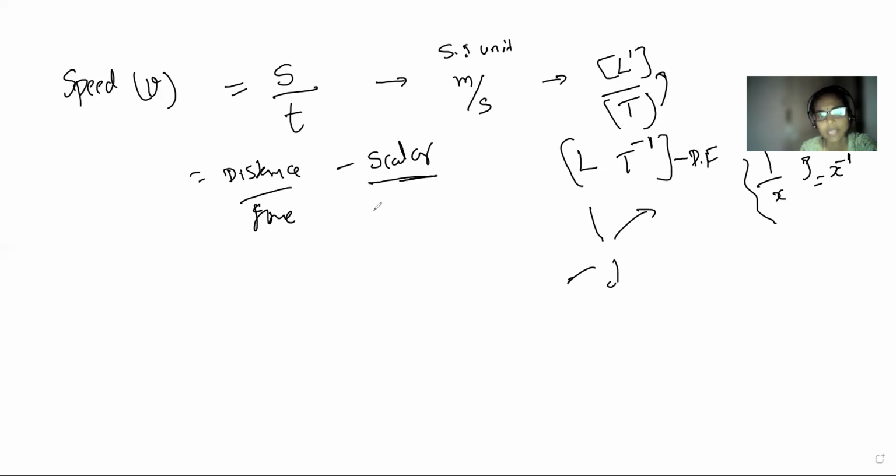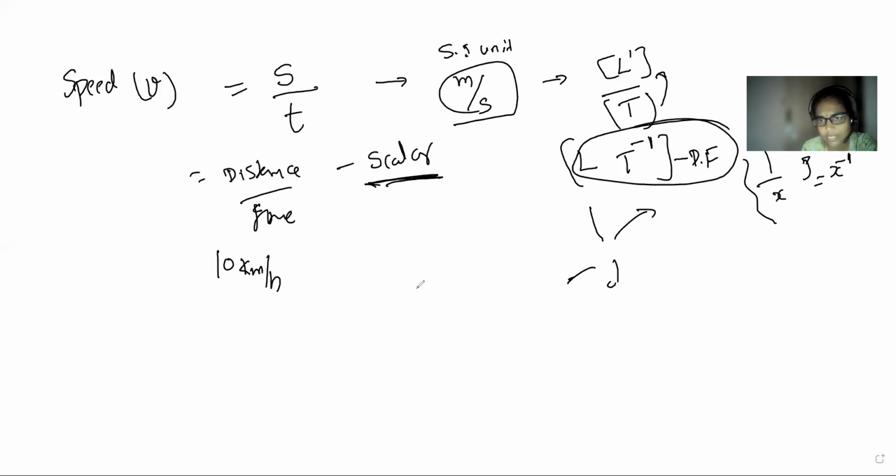It is because it has only magnitude. Like we can tell 10 kilometer per hour. That's all. We cannot tell which direction, it is not required at all. So that's why the speed quantity is called a scalar quantity. SI unit is this and dimension formula is this. All these are very important terms required to understand higher class physics. Right, children?